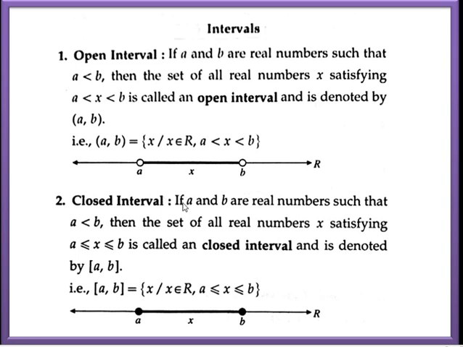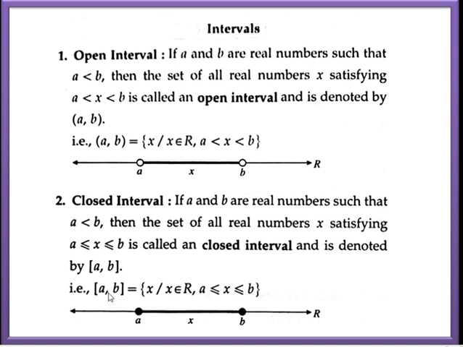Closed interval. If A and B are real numbers such that A less than B, then the set of all real numbers x which satisfy the condition A less than or equal to x less than or equal to B is called a closed interval and is denoted by enclosing A and B in a rectangular bracket. So what is the difference between open and closed interval? In closed interval, these extreme values, end values, belong to the interval. In case of open interval, the extreme values, end values do not belong to the interval.